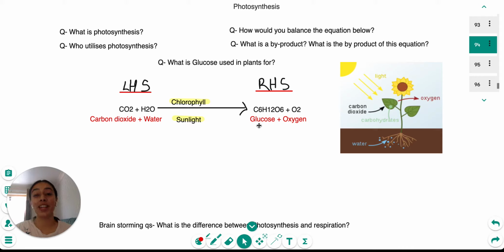Good morning, everyone. So today we're going to be doing photosynthesis. So, does anyone know anything about photosynthesis? Any idea of what it means?